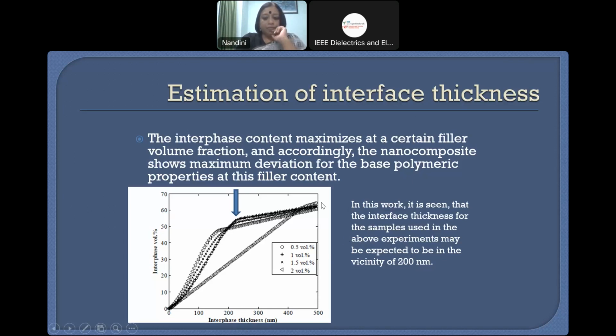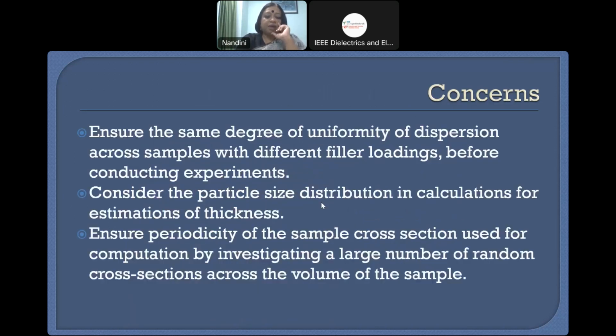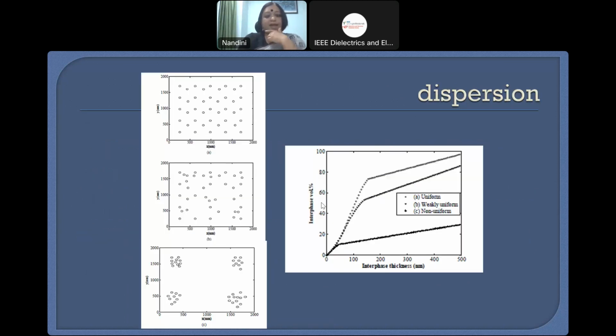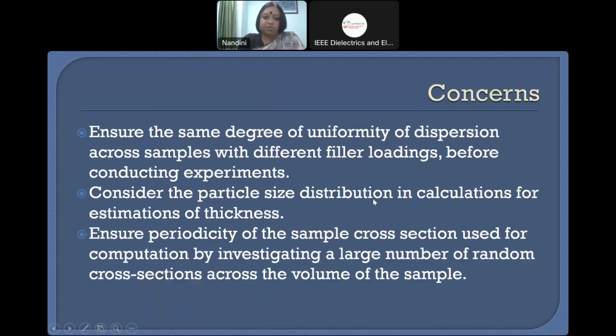So that is the estimate that we have. But we are also aware that this estimate will change with many factors. For example, first and foremost is the uniformity of dispersion. So here I have a computational exercise where I have taken 3 different kinds of dispersion for the same volume%. This is uniformly distributed, of course, it's a computer experiment. This is weakly non-uniform, and this is very highly non-uniform. And as you can see, the interfacial volume that we estimate depends largely on the uniformity of dispersion.